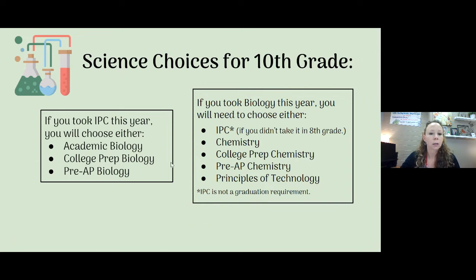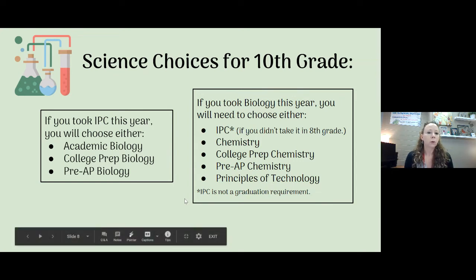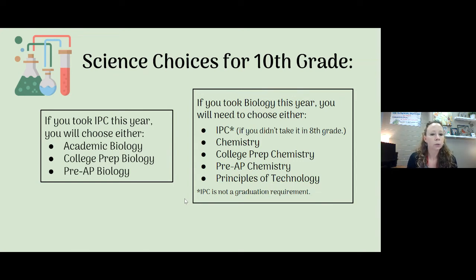Okay, let's talk about science. For science in 10th grade, if you took IPC this year and you haven't taken biology, you need to take biology. That is a graduation requirement. So it's going to be between the 3 levels: Academic, College Prep, or Pre-AP. If you took biology this year, you will need to choose IPC if you haven't taken it. Some students took it in 8th grade.